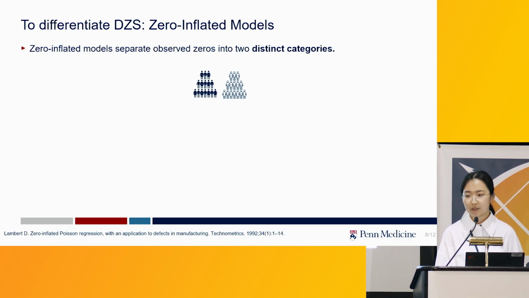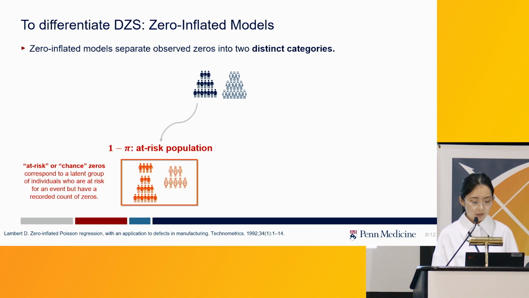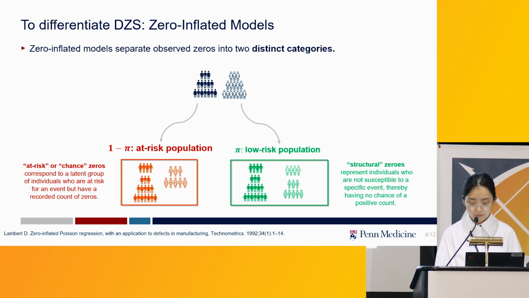So to differentiate the large double zero studies, which might come from the extremely low-risk population, we used the zero-inflated models, which separate the observed zeros into two distinct categories. The first category of zeros are known as the at-risk or chance zeros, which correspond to the latent group of population who are at risk for an event but have a recorded count of zeros by chance. And the second group of zeros are known as the structural zeros, which represent individuals who are not susceptible to a specific event and thereby having no chance of a positive event count.